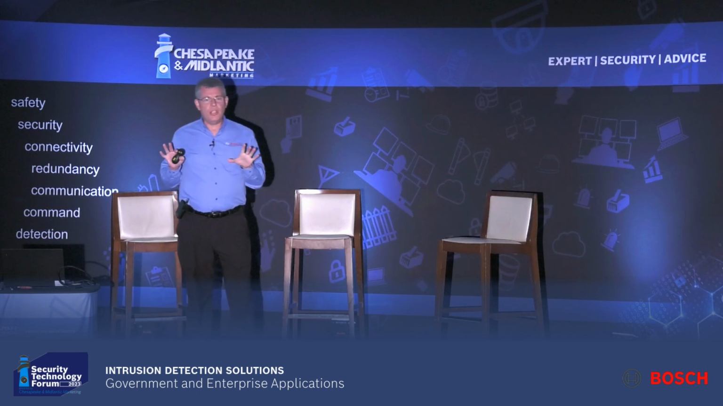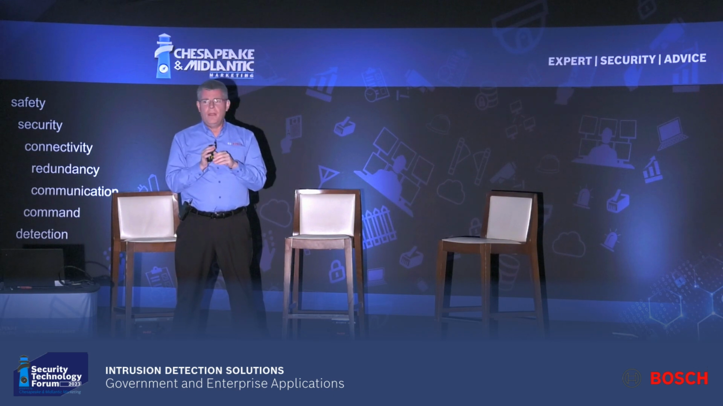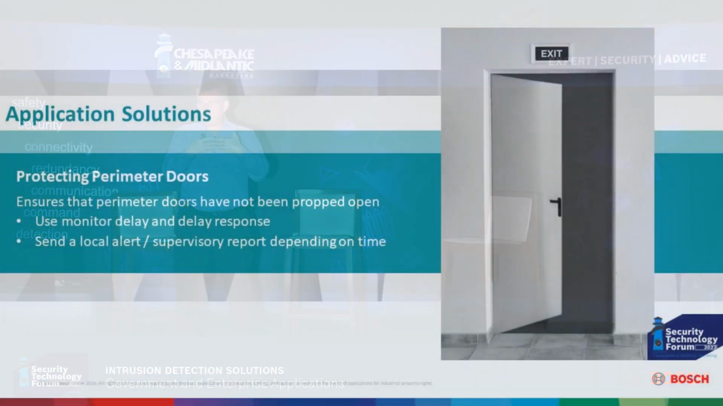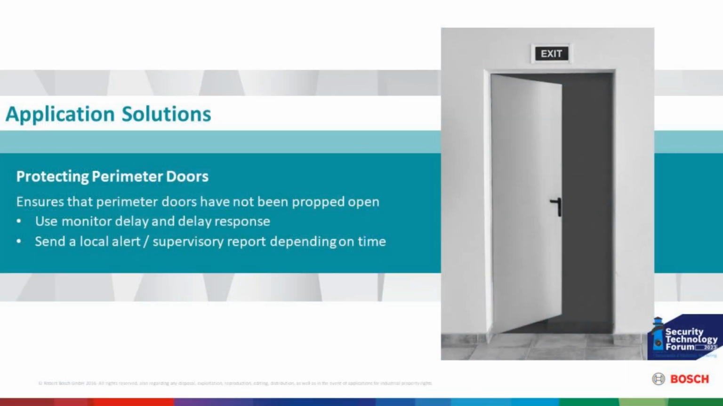Some other features that we have in Bosch panels. This is a Bosch unique feature. Anybody familiar with access control systems and the prop door feature? I heard something over here, thank you very much. So in an access control system, the doors are supposed to be closed. They'll have mechanical closers on them. They'll have locks. And most of the time the doors are supposed to be closed.